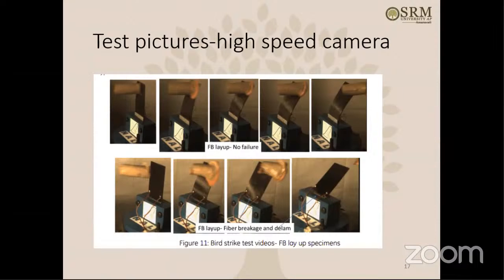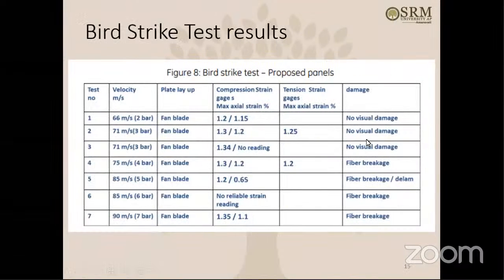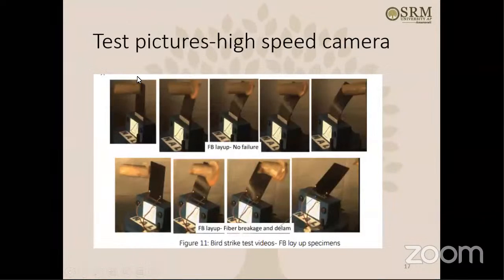If you remember here, yeah, no damage up to 71 meter per second. No damage. Bird hits and goes. But as the bird velocity increases beyond 71 meter per second, then you start seeing the damage. Now you are seeing the damage here because the velocity is high.